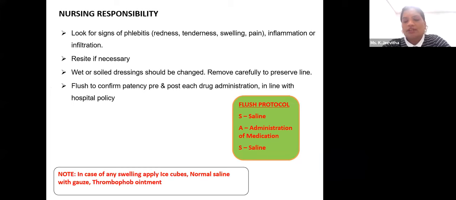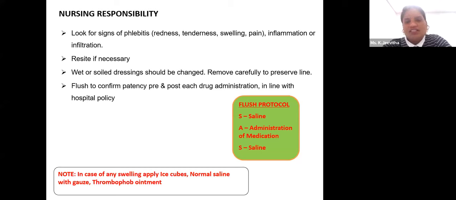So whenever you put a cannula, we cannot say that it may get immediate swelling or it may take time. It depends upon the types of fluids or medications that will be administered. So whenever you notice any redness or inflammation, please try to relocate. Means you should not administer or push the medication.